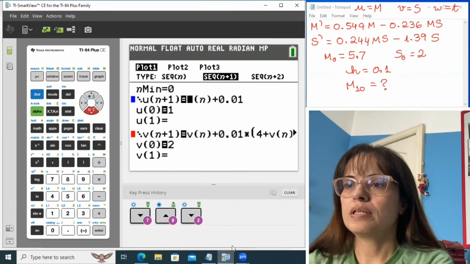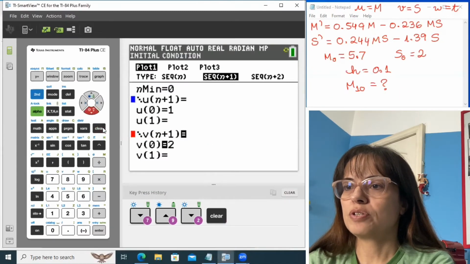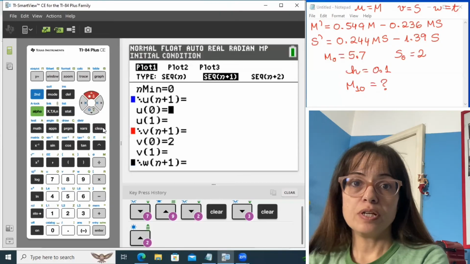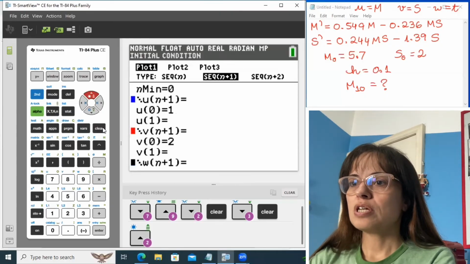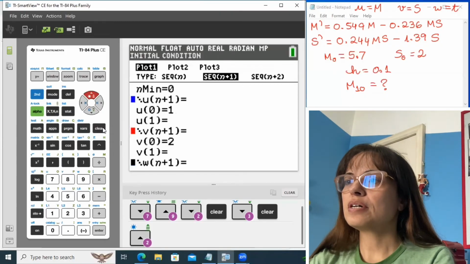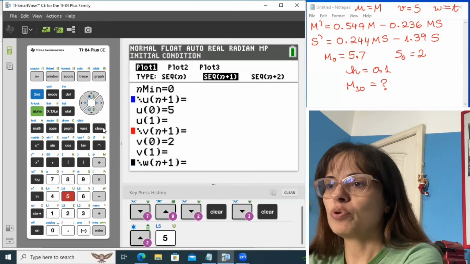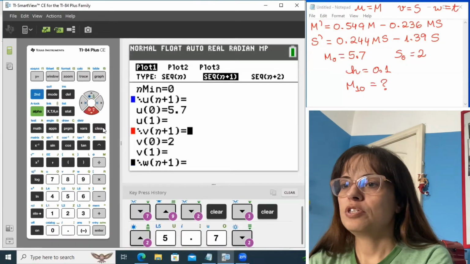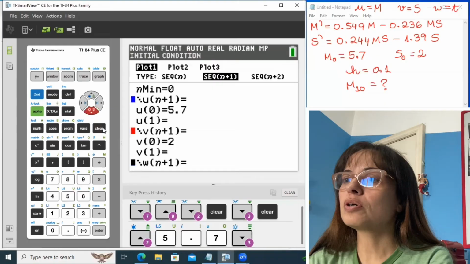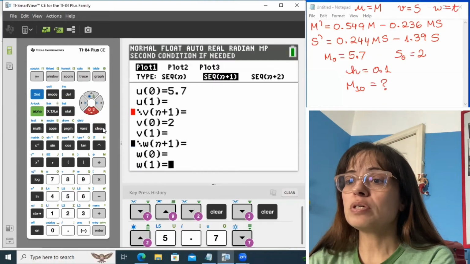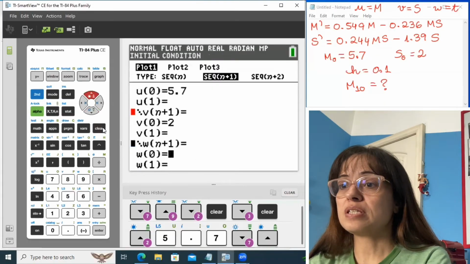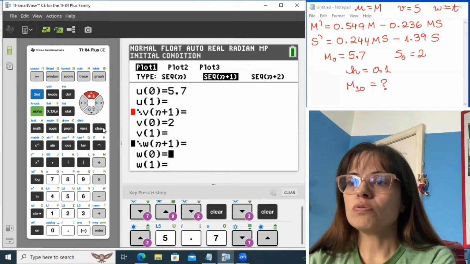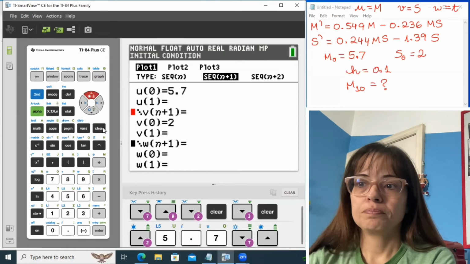Okay, so let me clear the previous equation that I had here. Let's begin by putting the initial conditions. U is m, and the initial m is 5.7. The initial s is 2. What a coincidence. And now we need to look at w as well, because w is time, and the initial time is going to be 0.